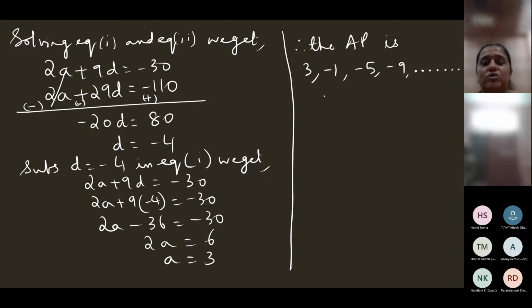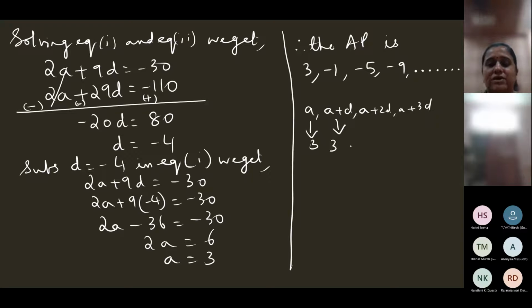Because what are the terms of the AP? How do you generate the terms of the AP? A, A plus D, A plus 2D, A plus 3D, and so on. So A is 3, then A plus D. So 3 plus D, which is minus 4. Then 3 minus 4, which is minus 1. Then A plus 2D, 2D is minus 8. So 3 minus 8, so minus 5, like that. Yeah, children, the answer ends here. Very good. I hope all of you understood this.